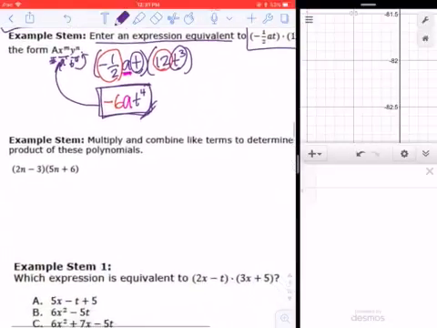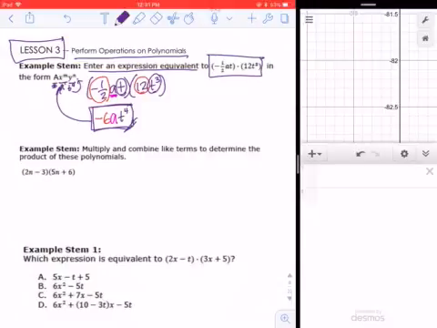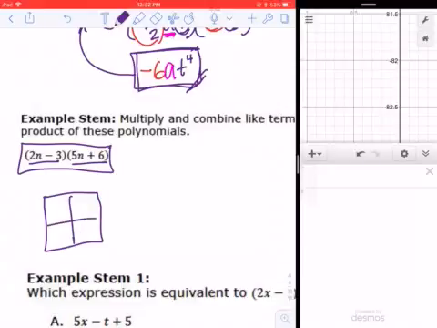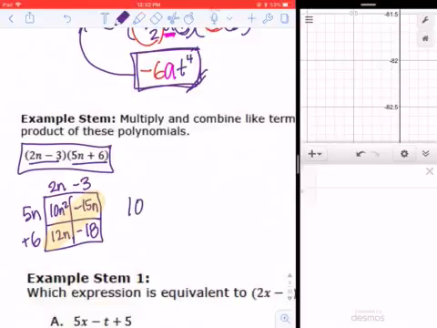All right, for number 2, it says multiply and combine like terms to determine the product of these polynomials. We see a function here. I see 2 things times 2 things. That means the box to me. So I'm going to do 2n minus 3 times 5n plus 6. 2 times 5 is 10n squared, minus 15n, plus 12n, and -18. I see some things that can be combined, so I have 10n squared minus 3n minus 18.